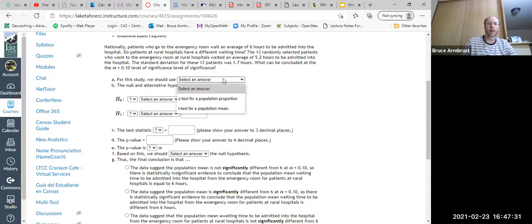Okay, so again, are we looking at a proportion or a mean? Well, it's a mean, and it's a t-test again, because we don't know the population standard deviation, but we know the sample standard deviation.